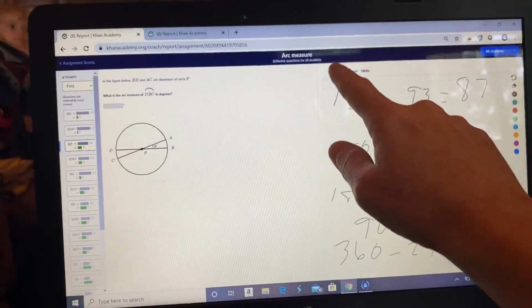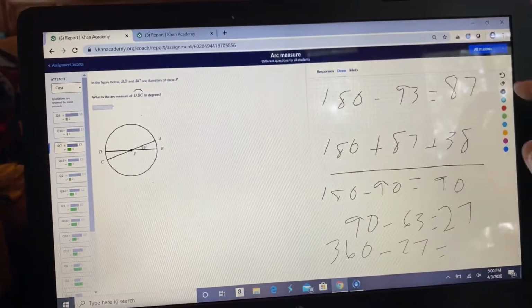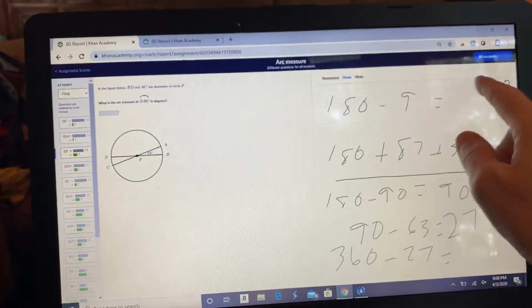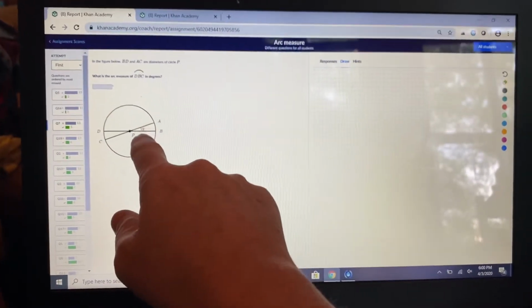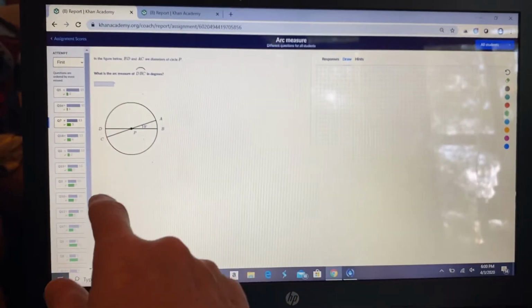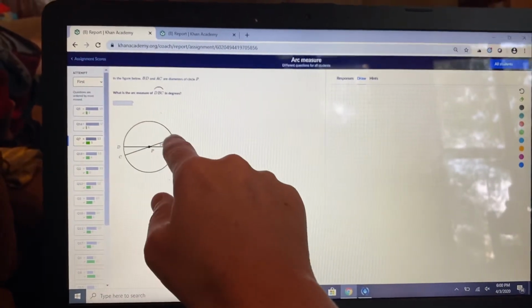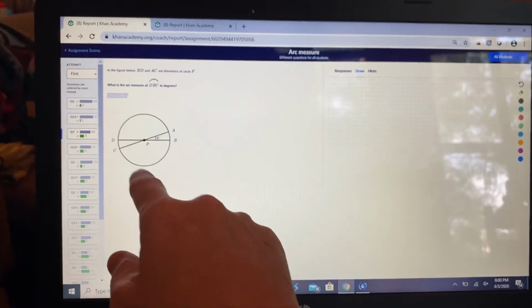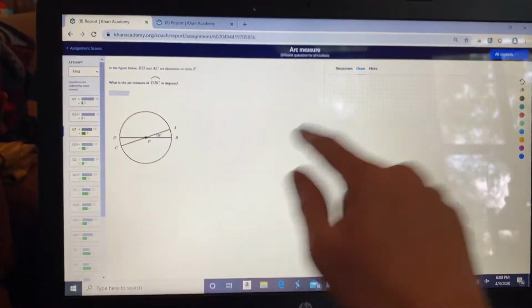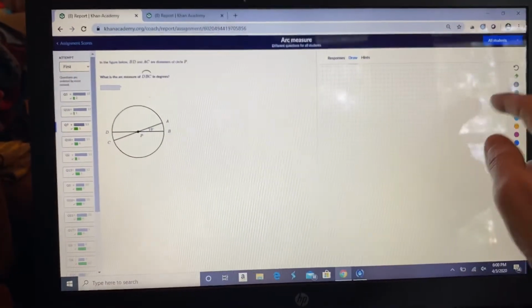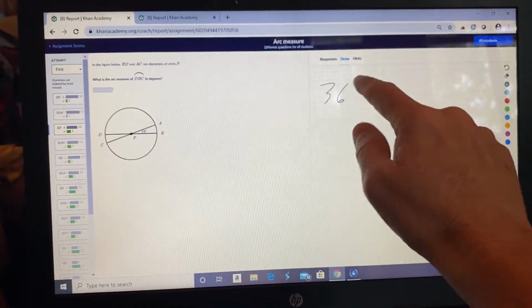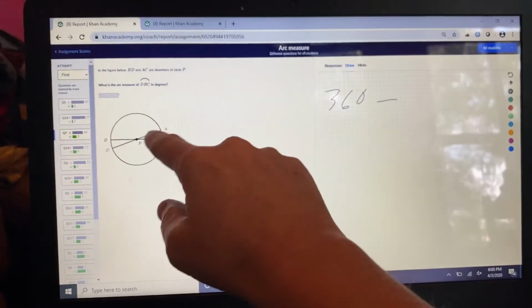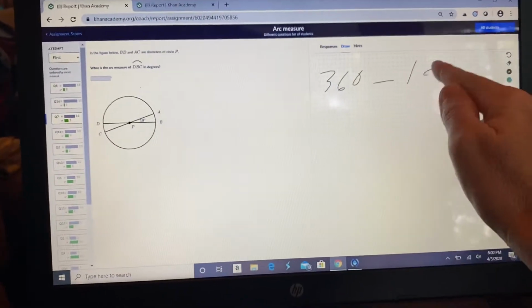Next one, see if we can get this to clear off. Yeah, there we go. Vertical angles, so this angle is equal to this one. That's 180, that's 180. If we want DBC, we basically want 360 minus the 19 degrees.